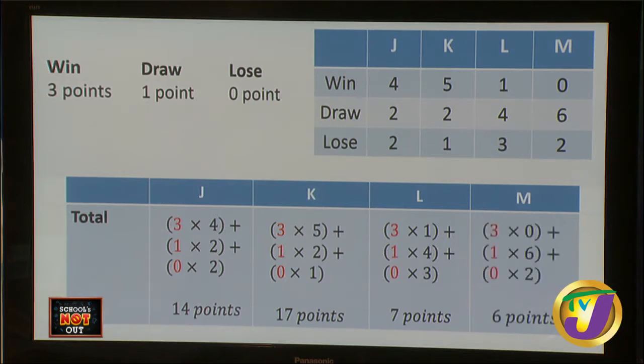Well, they won nothing, so that's 0 there. They drew 6 of their matches and 1 point for each, so 1 times 6 is 6 points. K is top in this competition. Looking at it, K is at the top of this table.